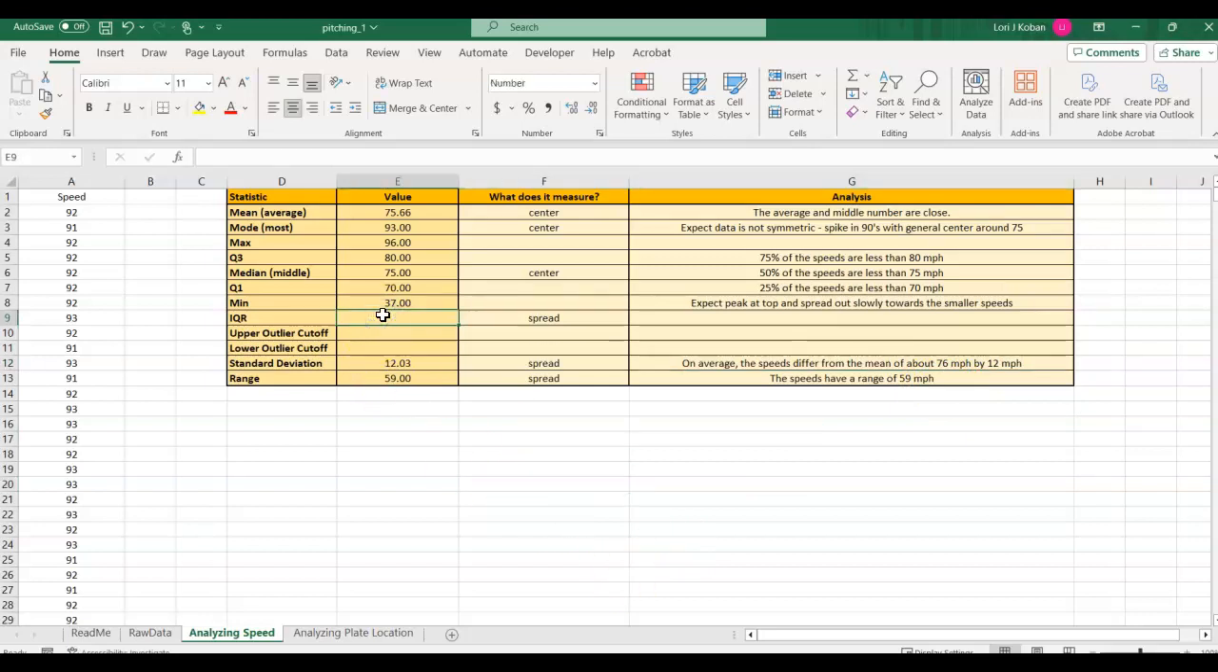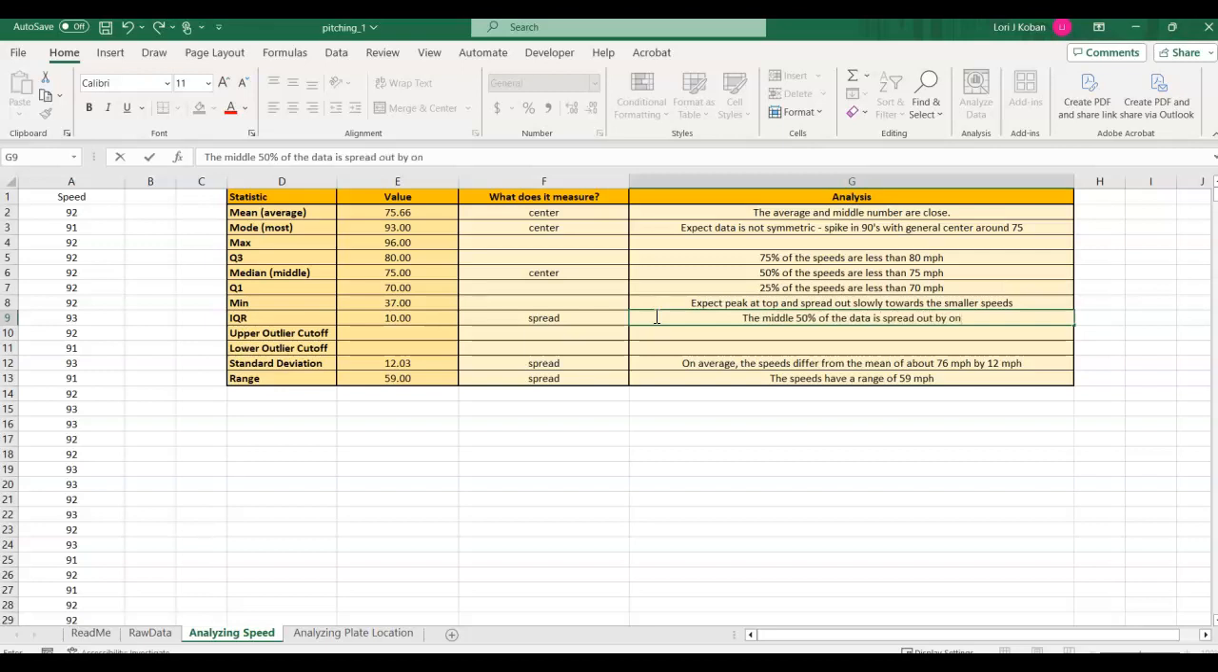Now, the interquartile range is the difference of the middle 50%. That middle 50% is the third quartile minus the first quartile. See, the third quartile is bigger than 75% of the data. The first quartile is bigger than 25% of the data. And so this captures the middle 50% of the data. That's quite small. The middle 50% of the data is spread out by only 10 miles per hour.